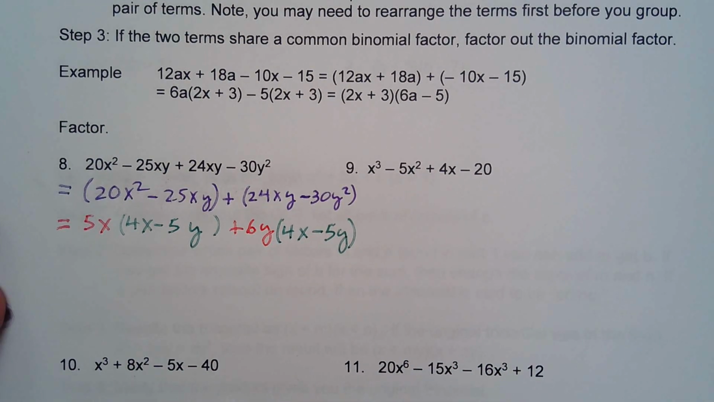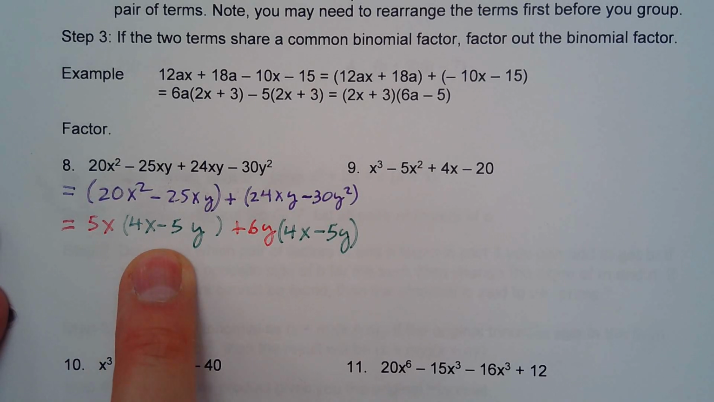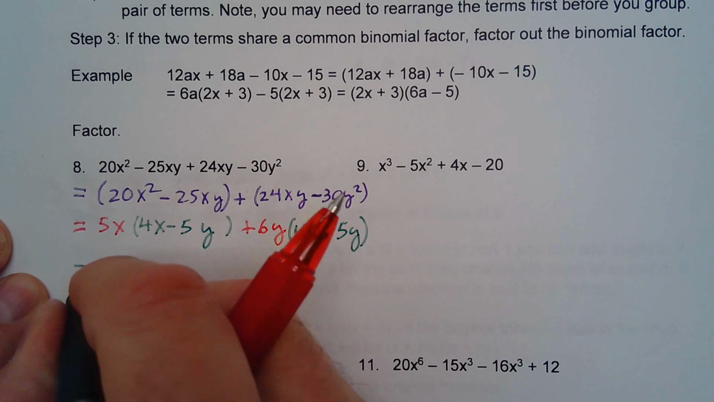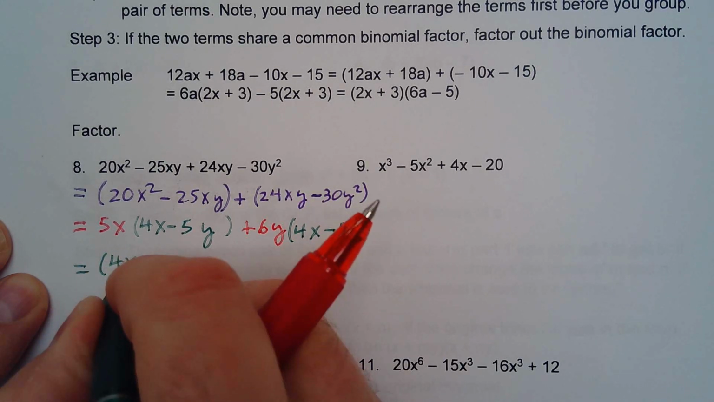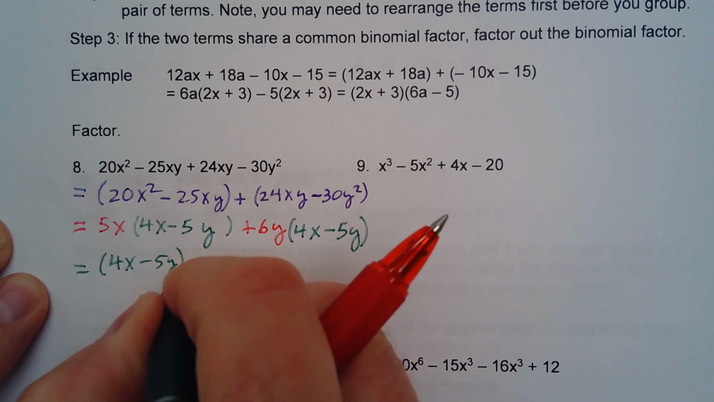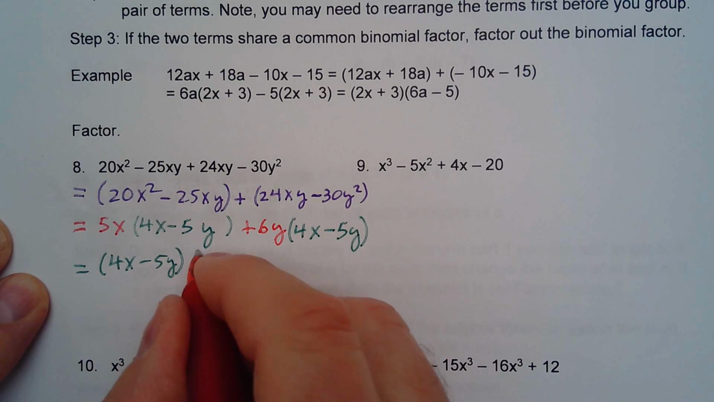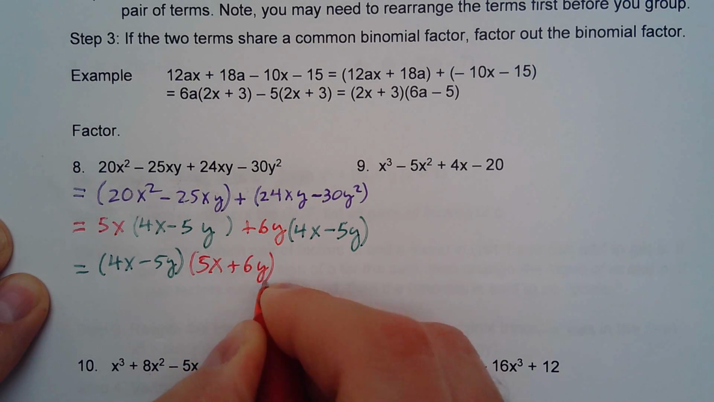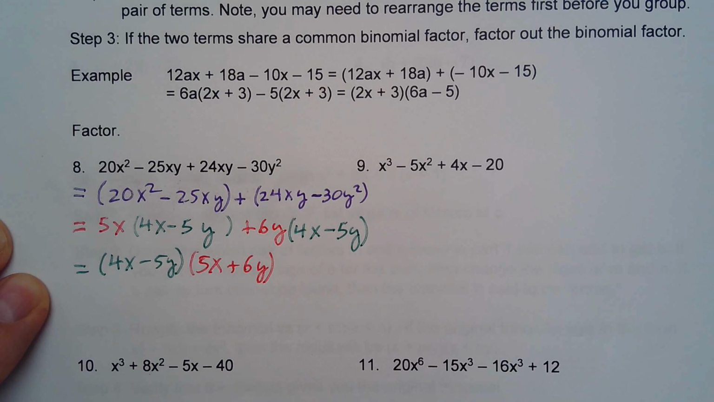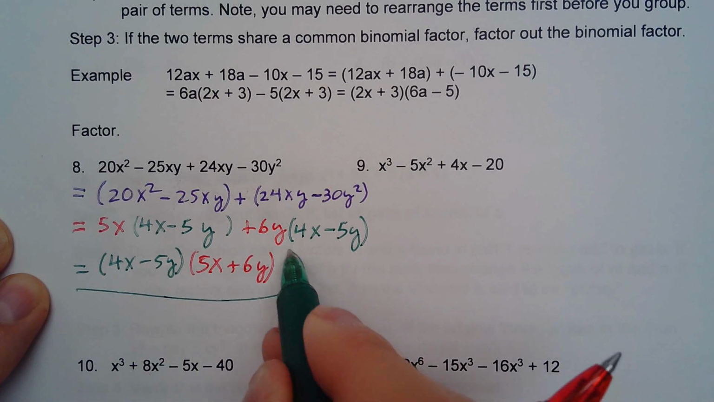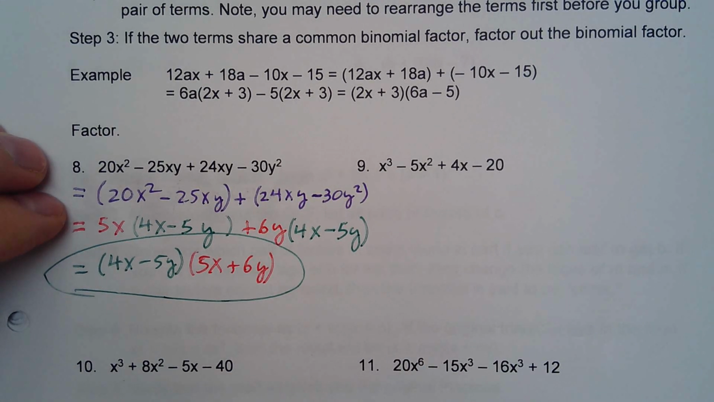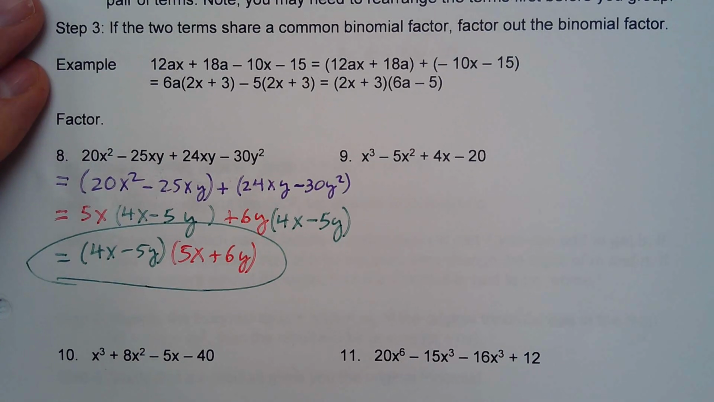So now I see that I have the 4x minus 5y in common. I'm going to bring that out in front. My leftovers are this 5x plus 6y. And so that would be my answer. Let's try the next example.